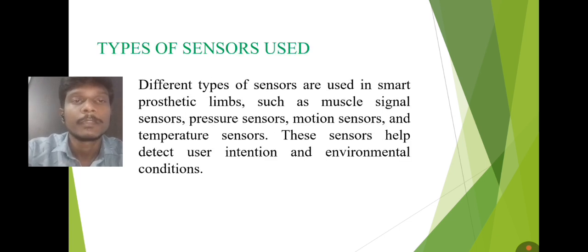Next, types of sensors used. Different types of sensors are used in a smart prosthetic limb, such as muscle signal sensors, pressure sensors, motion sensors, and temperature sensors. These are the sensors used for environmental conditions.